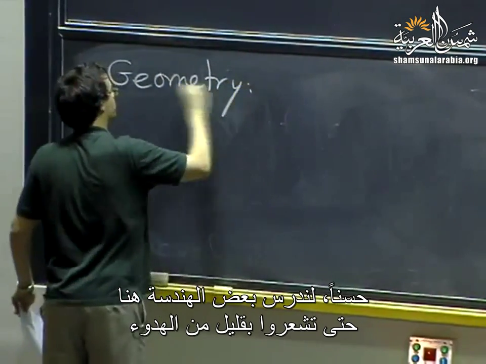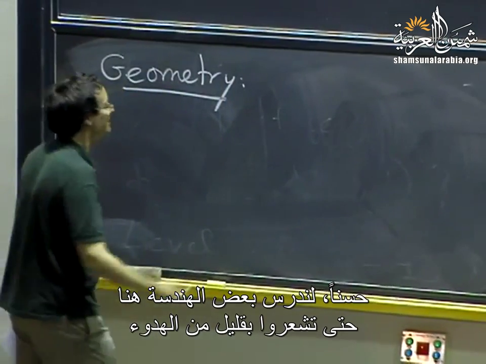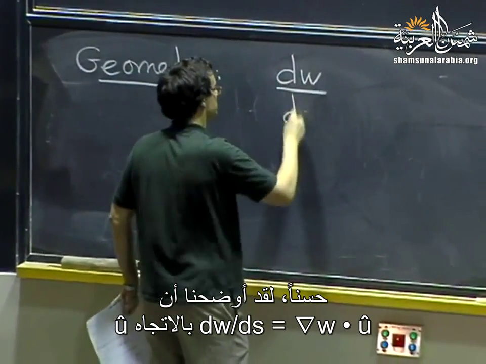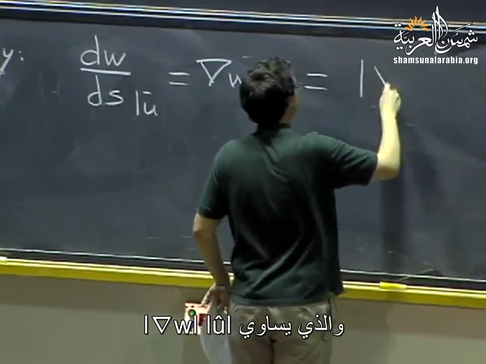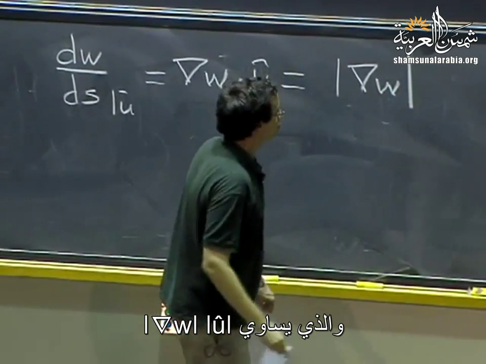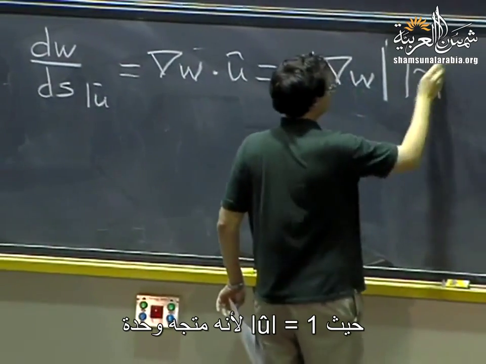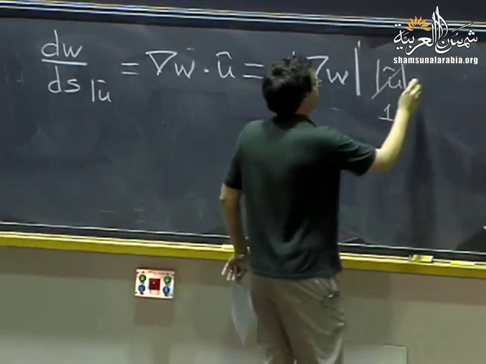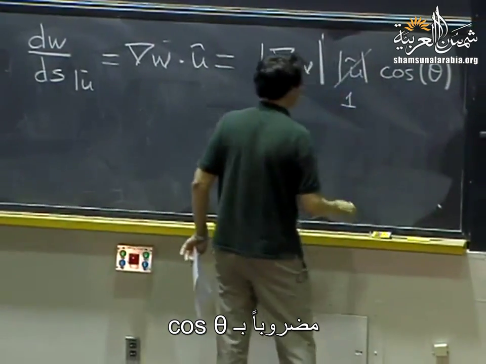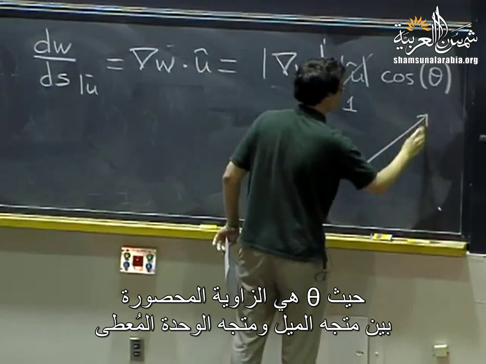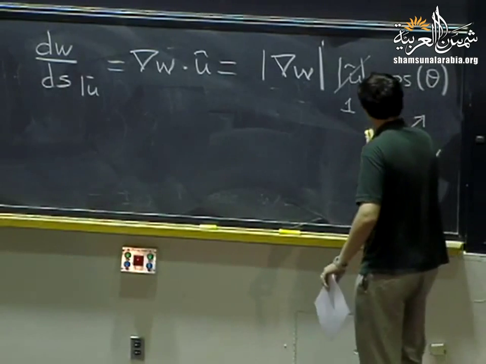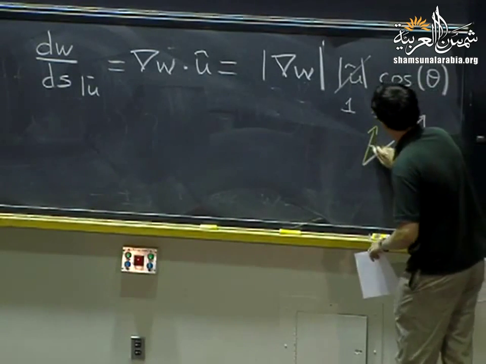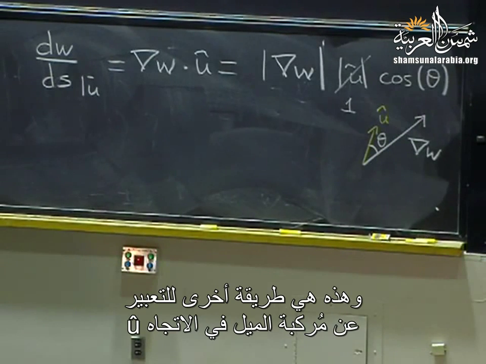Okay, let's do a little bit of geometry here. That should calm you down. So we said dw/ds in the direction of u is gradient w dot u. That's the same as the length of gradient w times the length of u, which happens to be 1 because we are taking a unit vector, times the cosine of the angle between the gradient and the given unit vector u. So we have this angle theta. That's another way of saying we're taking the component of the gradient in the direction of u.